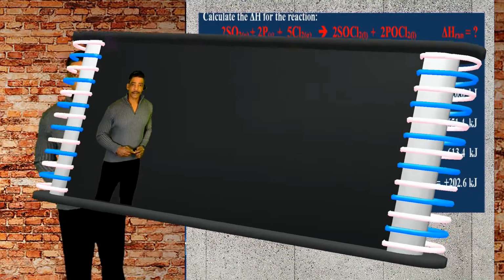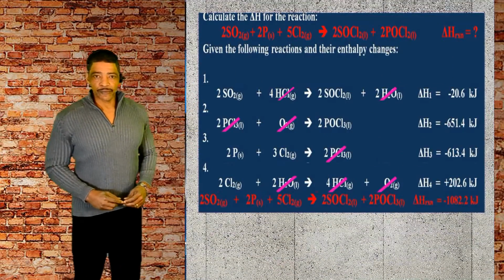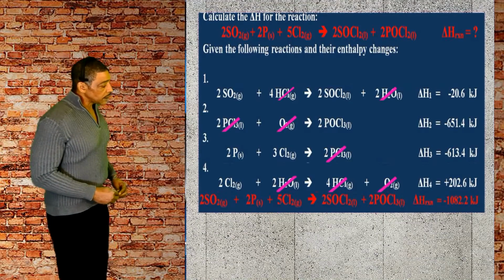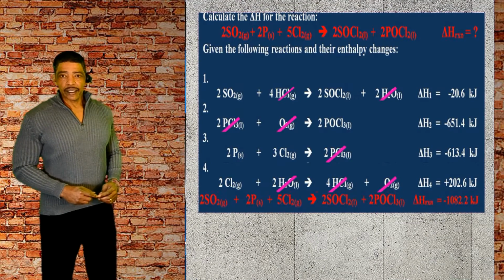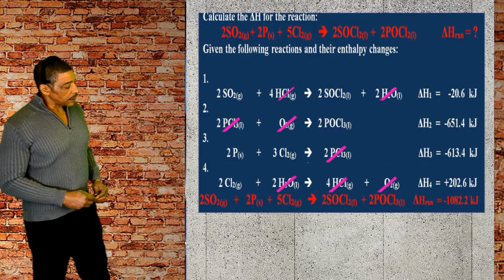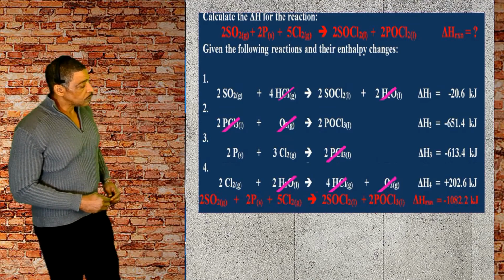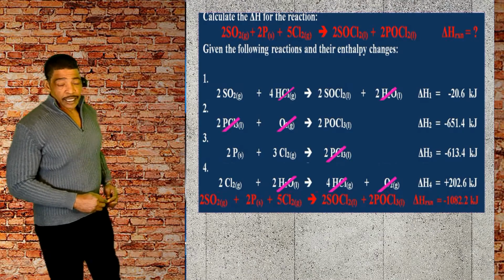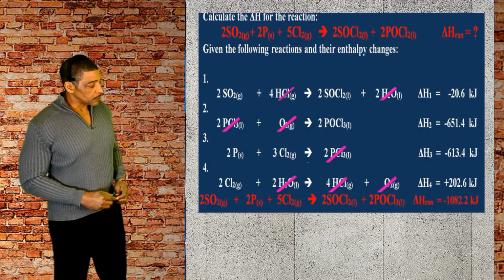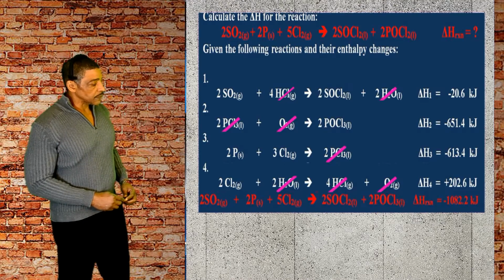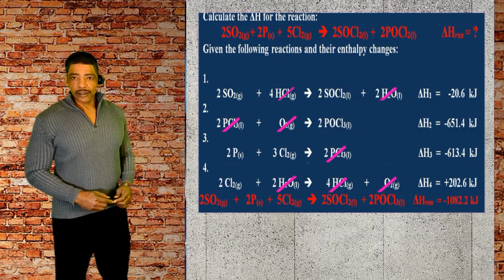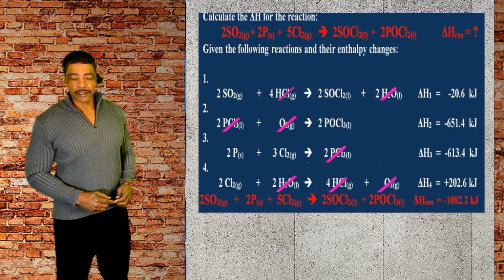If we now add the remaining substances in the 4 steps, we will indeed regenerate the original equation, where 2 moles of sulfur dioxide gas reacts with 2 moles of solid phosphorus and 5 moles of chlorine gas to produce 2 moles of thionyl chloride and 2 moles of phosphoryl chloride.